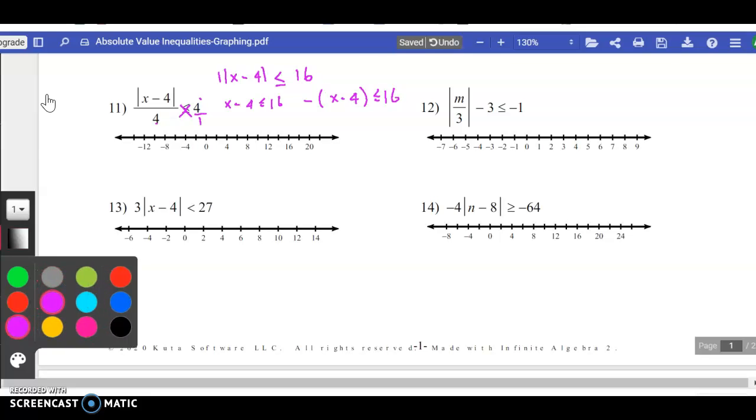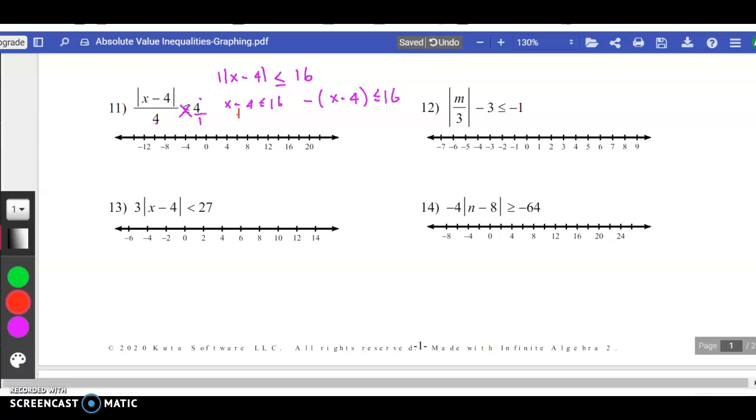Going back to the first equation, I'm going to add 4 to both sides. I get x less than or equal to 20. Here again I need to distribute. So I have negative x plus 4 is less than or equal to 16. I will subtract 4 from both sides this time. I get negative x less than or equal to 12.